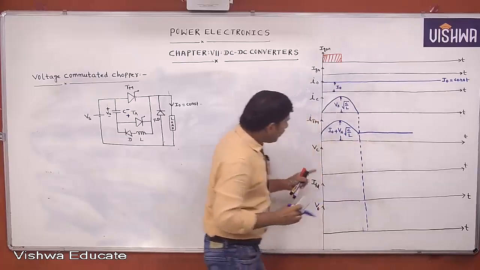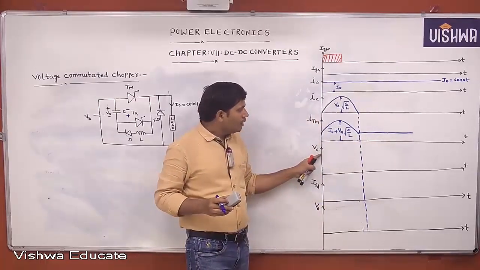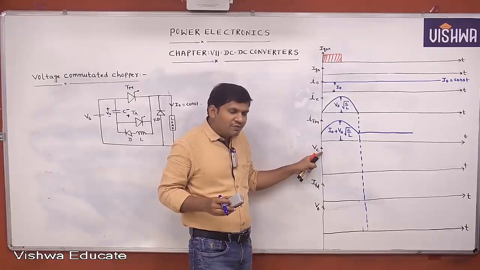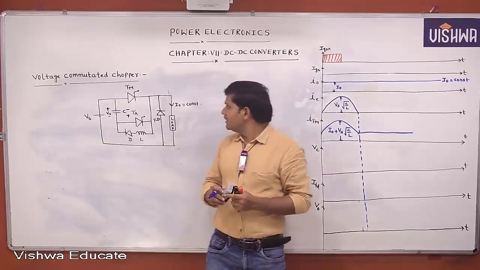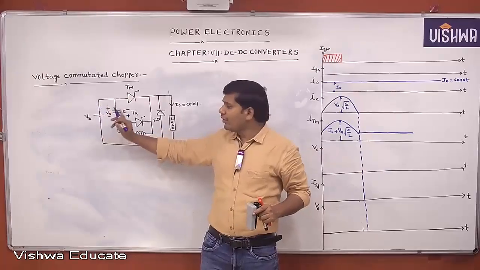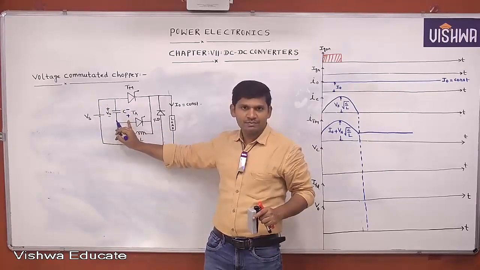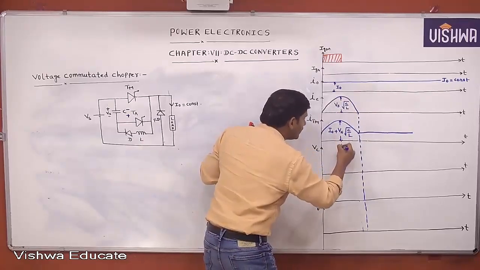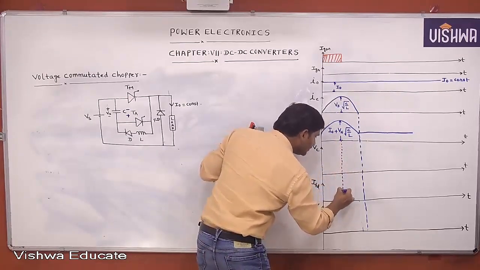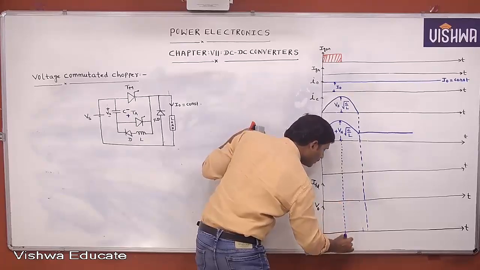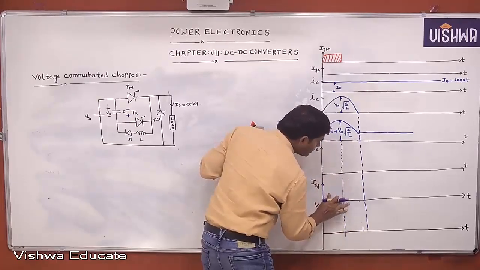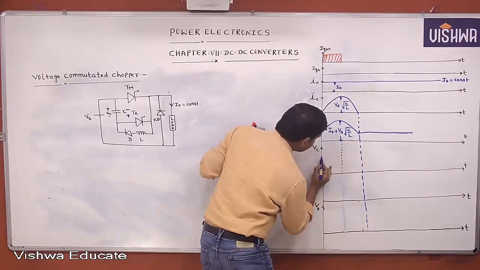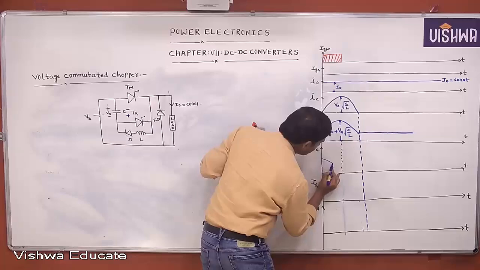Now, during this, what is the voltage across the capacitor? The capacitor is discharging, which means the capacitor polarity is changing. Initially the polarity is plus-minus Vs, now it is changing to minus-plus Vs. Understood? That means during this time the capacitor is changing its polarity, from minus Vs to plus Vs.